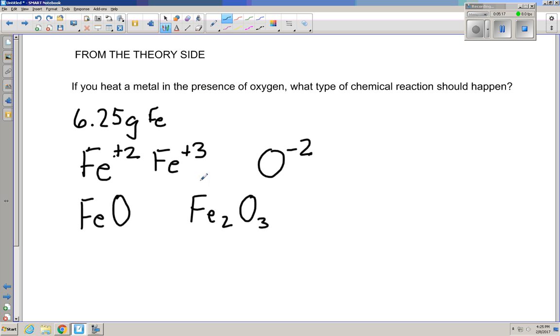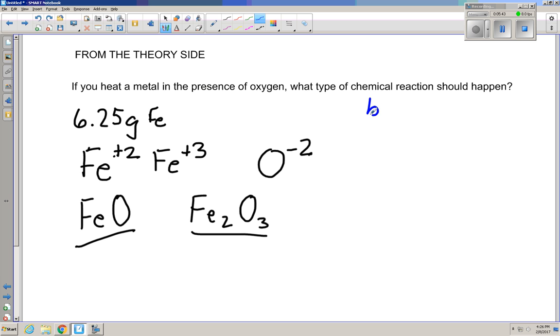So the real question right now is, which form is our iron going to take when it combines with oxygen normally in air? Is it going to form FeO or is it going to form Fe2O3? All right, so in this particular reaction, and I want to switch colors. You guys okay with that? Let's go to blue. Let's say we take our 6.25 grams of iron, and upon heating, we get a black oxide to form.